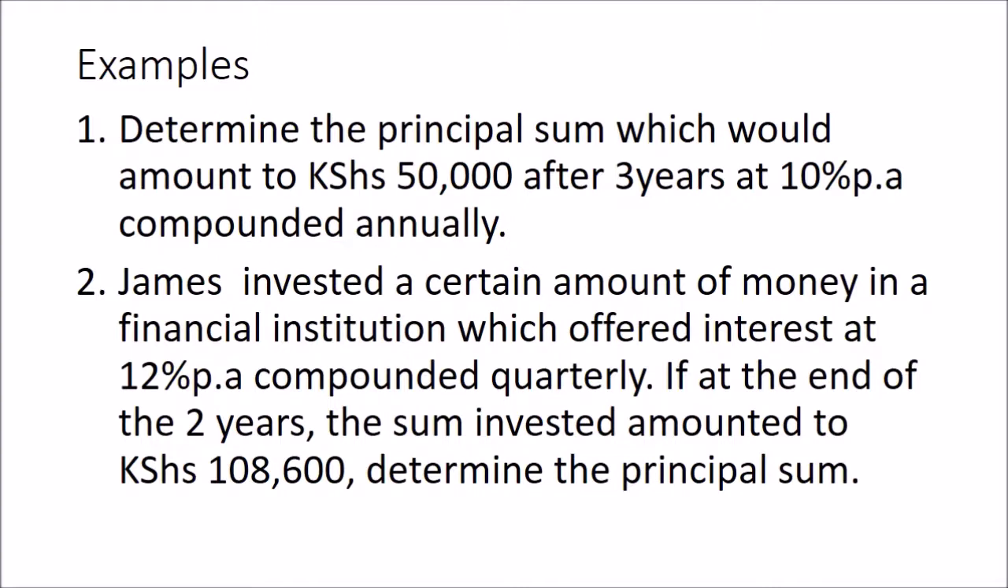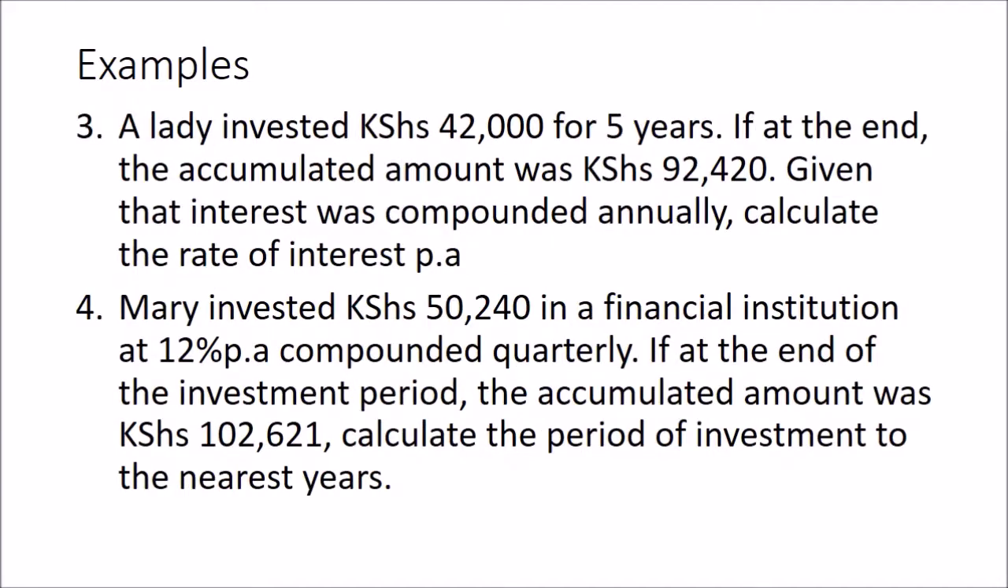Question number 3. A lady invested Kenya shillings 42,000 for 5 years. If at the end the accumulated amount was shillings 92,420 and the interest was compounded annually, calculate the rate of interest per annum. 4. Mary invested shillings 50,240 in a financial institution at 12% per annum compounded quarterly. If at the end of the investment period the accumulated amount was Kenya shillings 102,621, calculate the period of investment to the nearest years.